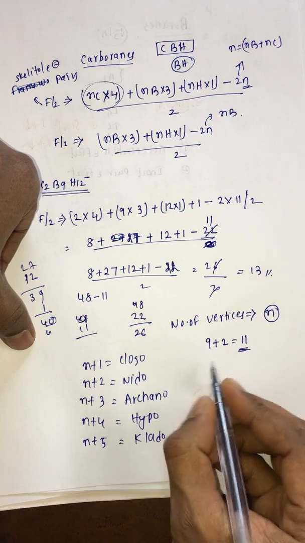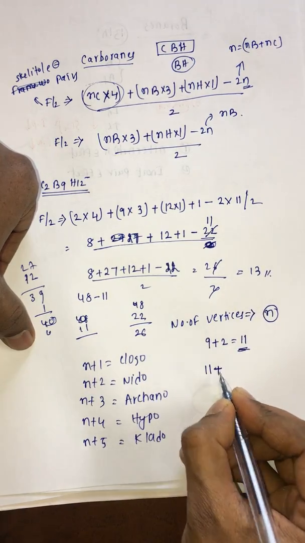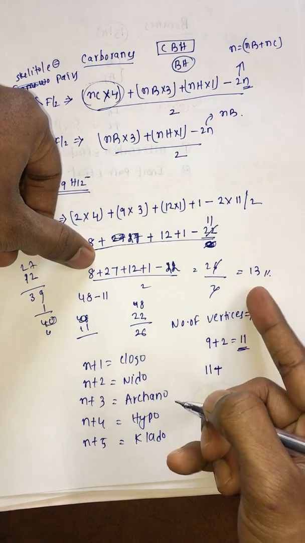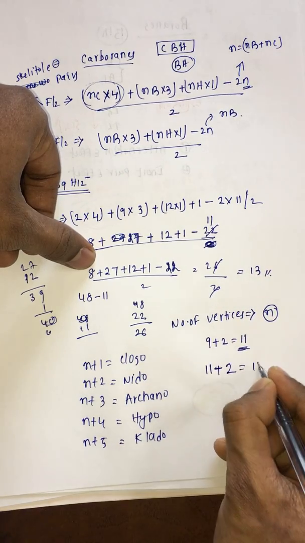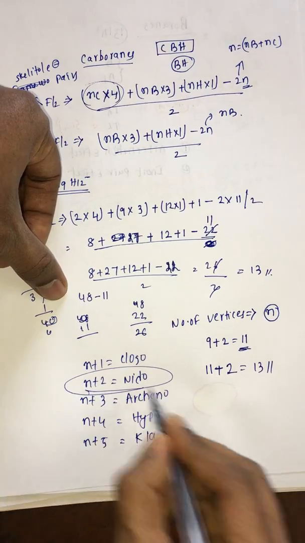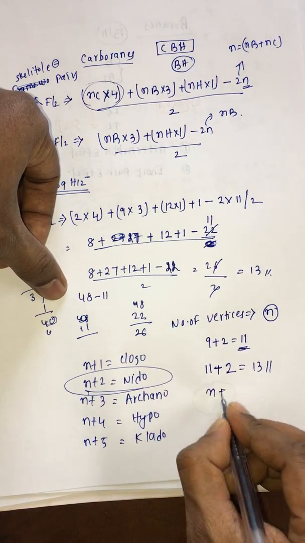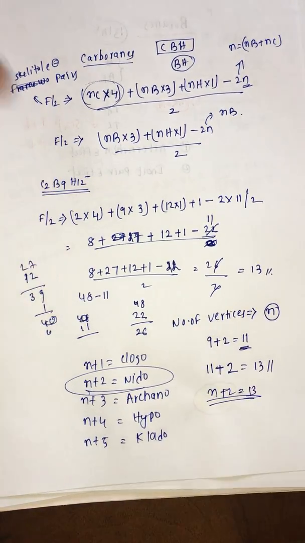Here the vertices are 11, plus the number of framework electron pairs is 2 extra. 11 plus 2 equals 13. That means it comes under nido. So this is n plus 2 equals 13, which comes out to be nido.